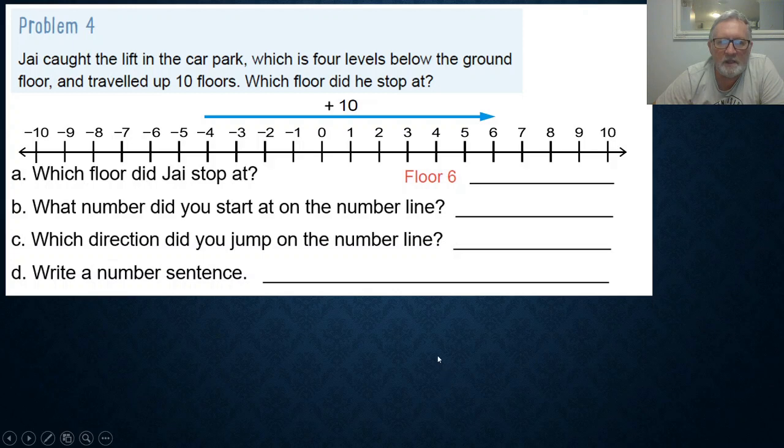What number did you start at on the number line? Well, you should have started at -4. What direction did you jump? You went to the right. So your number sentence should read -4 plus 10 equals 6.